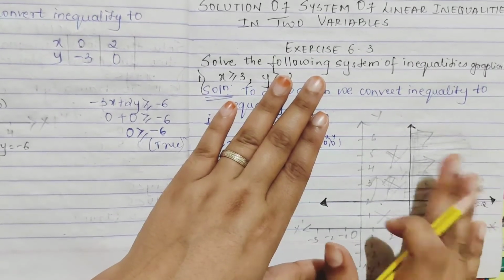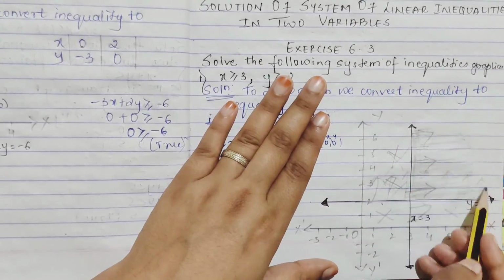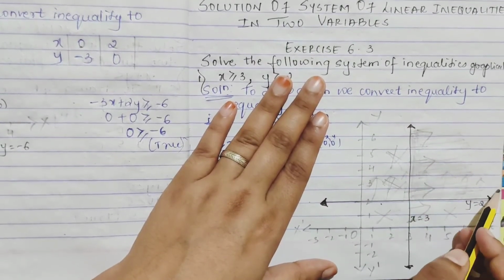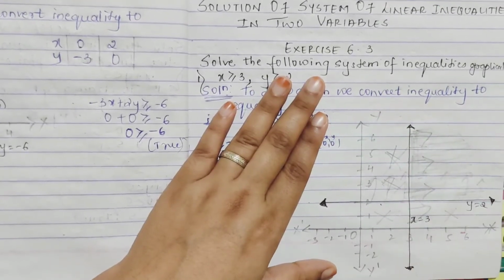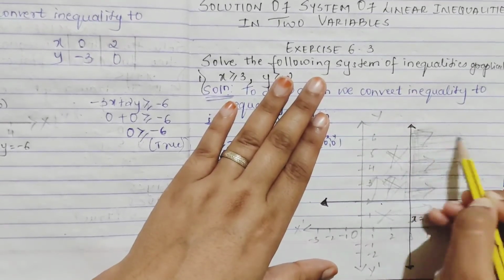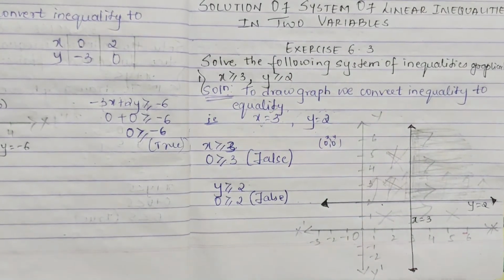And this is your feasible region and it is unbounded. Why unbounded? Because here nothing is there to cover it up. If something like a line would be there here, then it would be bounded. Okay, so you'll get this. I hope it is clear for you.